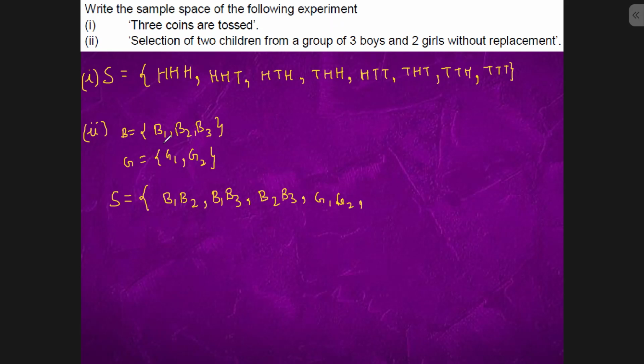Now, if you are taking one boy and one girl, it is B1, G1, B1, G2, B2, G1, B2, G2, and again B3, G1, B3, G2. So these are the samples.